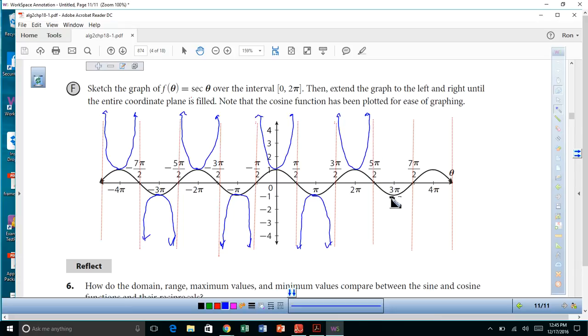That wasn't too bad. That looked pretty good. All right. So there is secant theta.